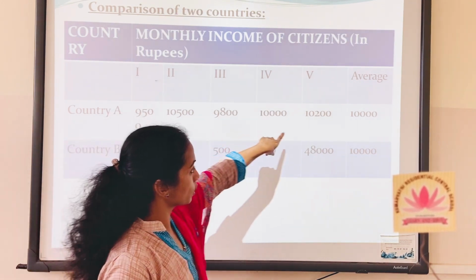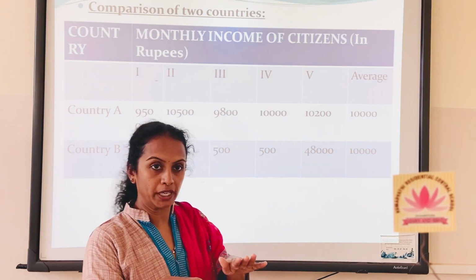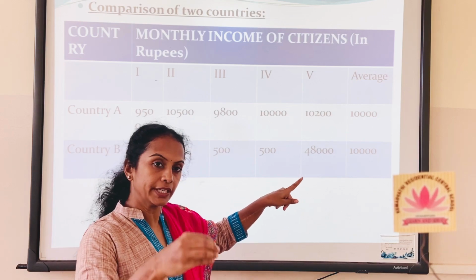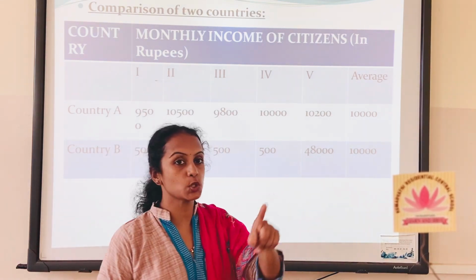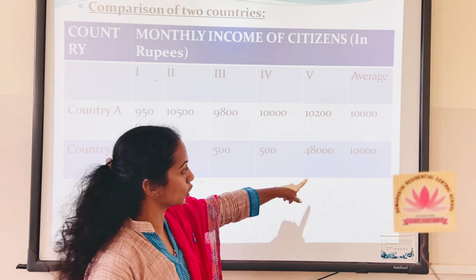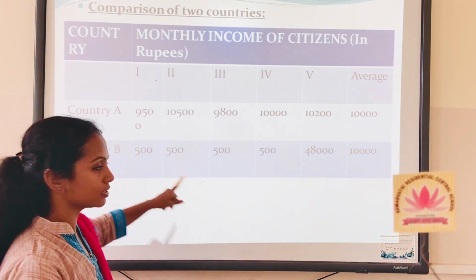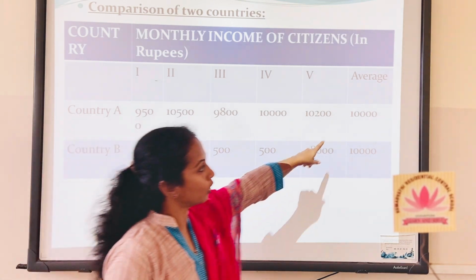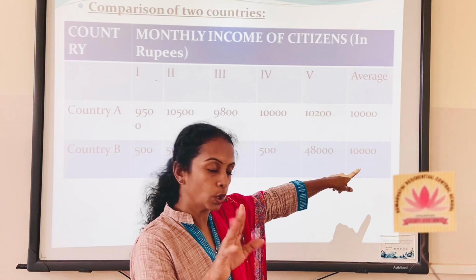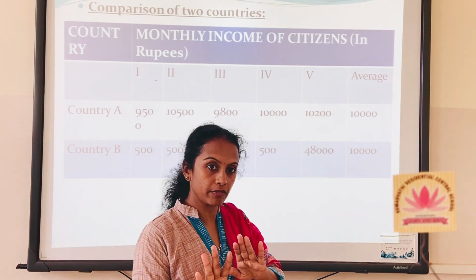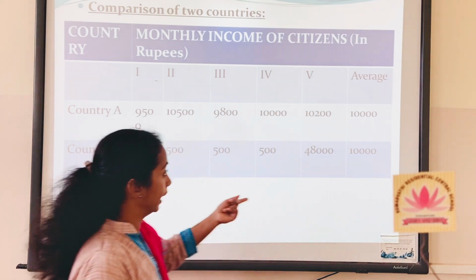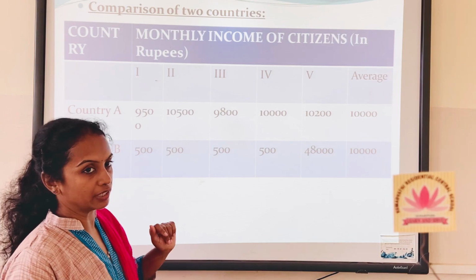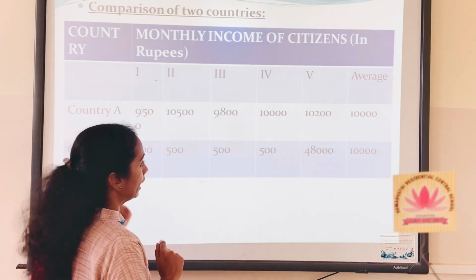See here, the distribution of income in country A is more equitable. When you compare country B, 4 citizens are enjoying very little income, and only the last citizen is enjoying a high income, 48,000. He is enjoying all the facilities, whereas these 4 citizens are not enjoying any facilities or basic needs because their income is very low. But does the average income tell you all these things? No. Average income gives you only 10,000 as the average income. Both countries have the same income. But whether all the persons are enjoying equitable income or not, that is not given here. So this is the main problem with the average income.